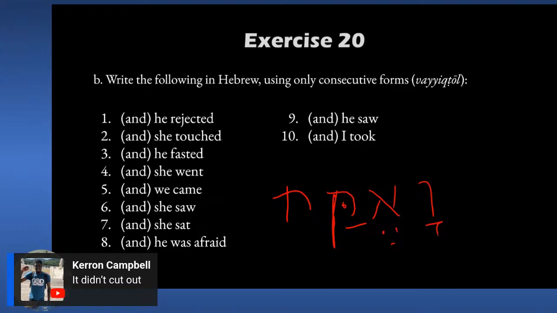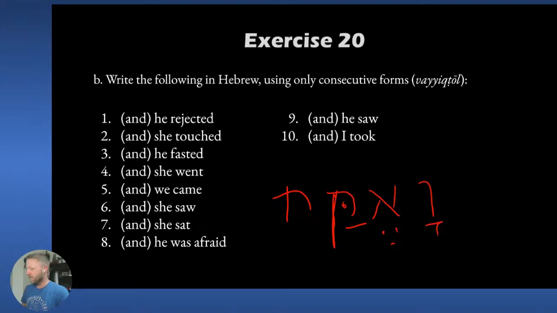How we doing out there? I'm glad the screen didn't cut out. My voice is kind of choppy. All right, we're moving on.